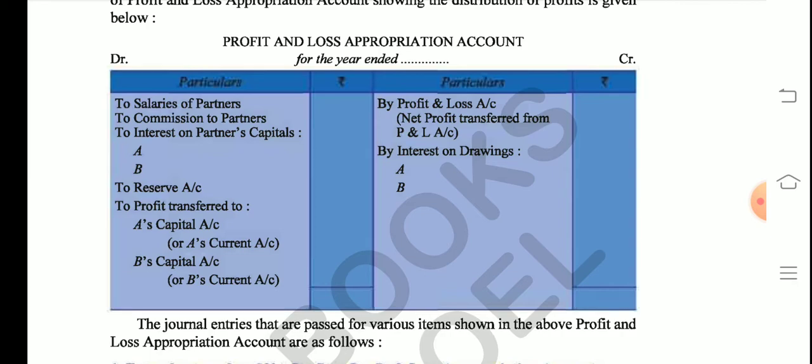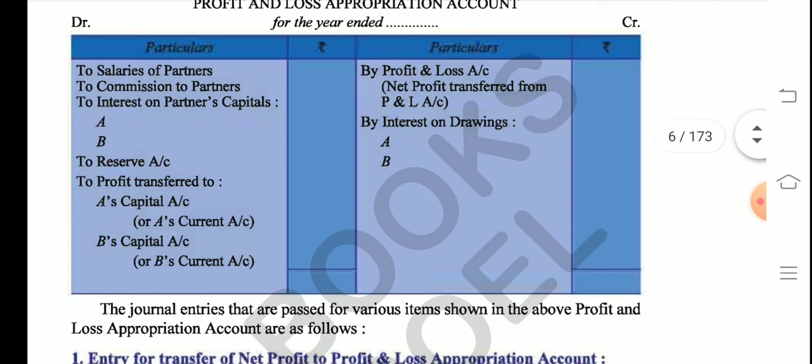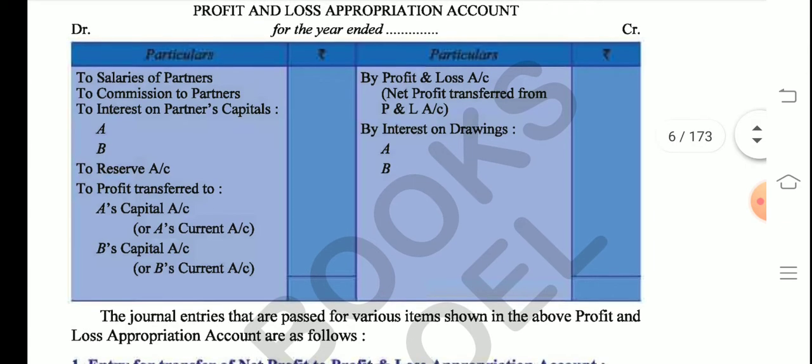So how do we start this? We start this account by writing profit and loss on the credit side. So we start from here with by profit and loss account, that is the amount transferred from the profit and loss account. Here we write by profit and loss account, and we mention the net profit that we had calculated in the normal profit and loss account. And if there was a net loss, we'll have to write it on the debit side.